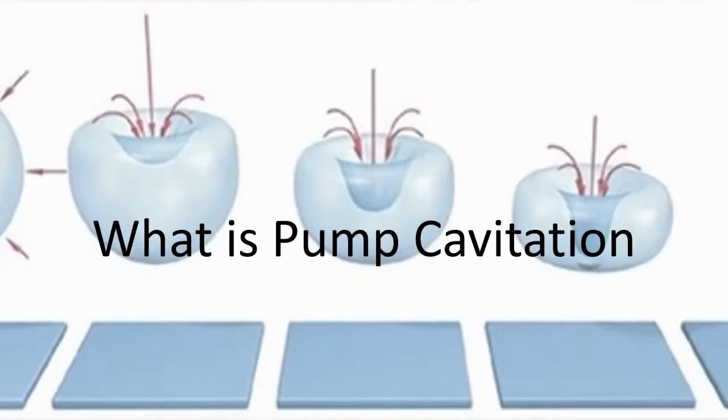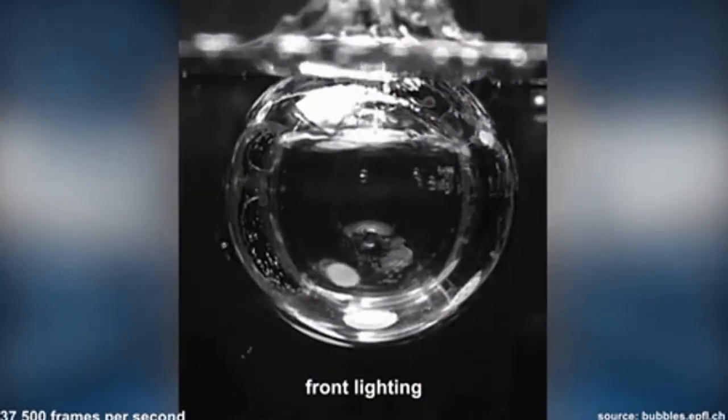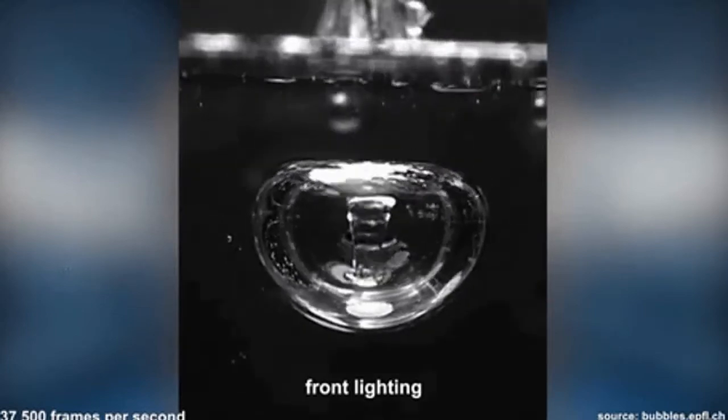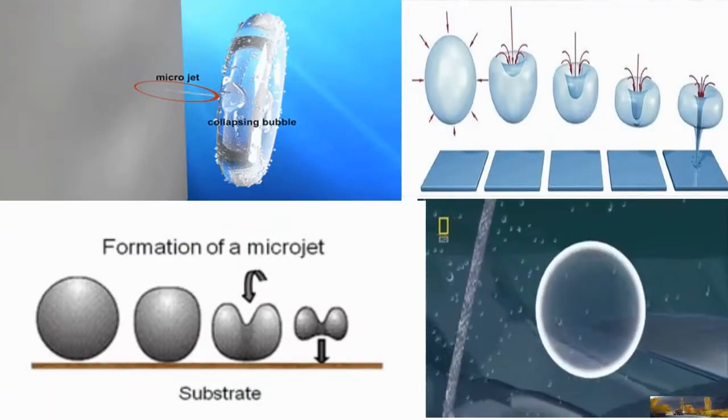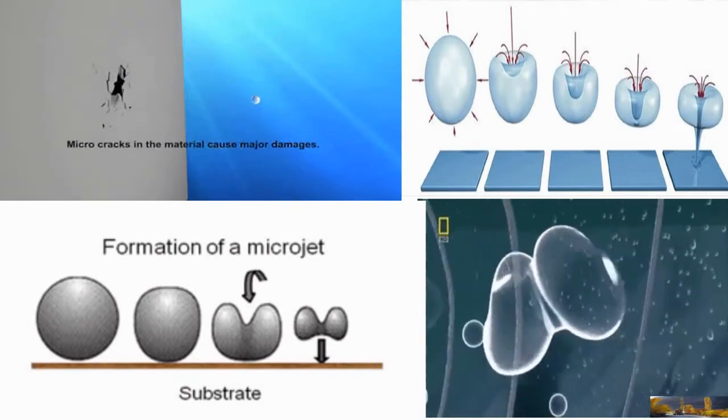What is pump cavitation? Pump cavitation can be defined as the formation of vapor bubbles, otherwise cavities, in the fluid around a pump's impeller at low pressure. When the bubbles in the pump collapse, they create strong shockwaves within the pump, which results in major injury to the impeller of the pump.